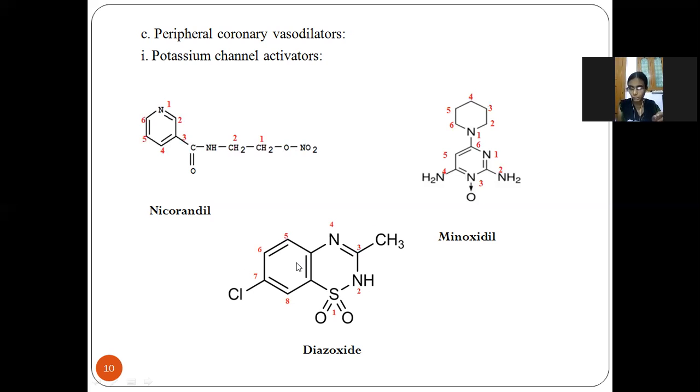So this is the structure of the benzodiazine. So here in the first position of the benzodiazine, the oxygen atom is there. In the second position amide group is there. Third position methyl, and 7th position is chlorine atom is there. So this is the structure of the diazoxide.